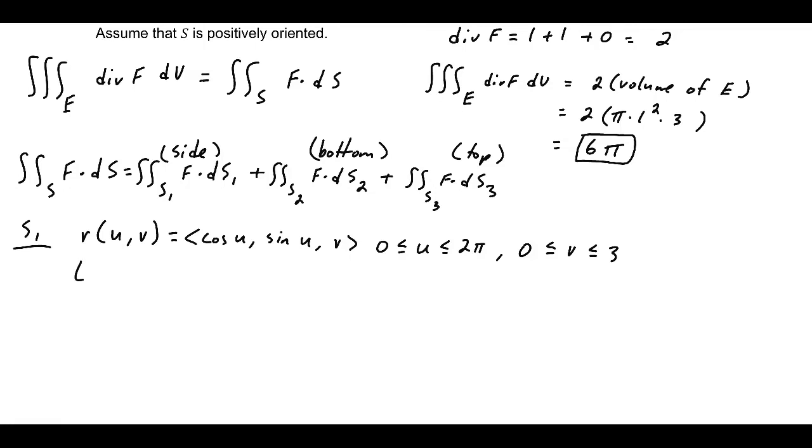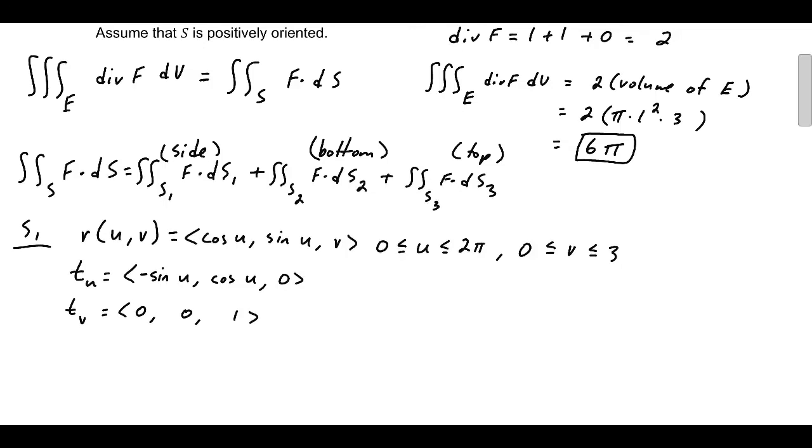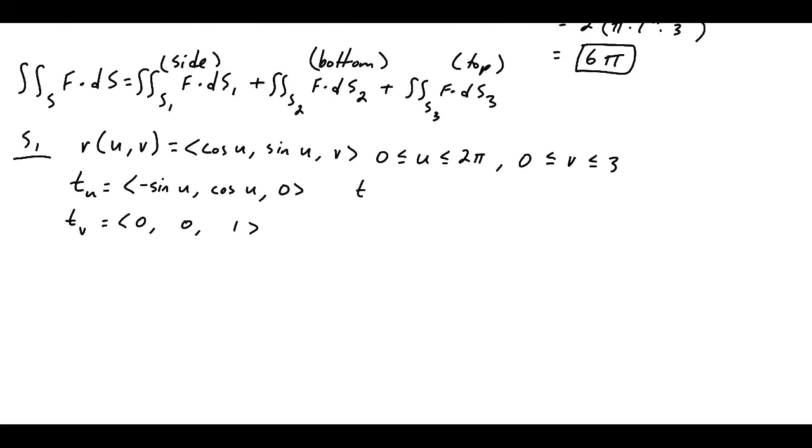Alright, so from here we need to find T sub u, which will be equal to angle bracket negative sine u, comma cosine of u, comma 0, close angle bracket, and T sub v is equal to open angle bracket 0, 0, 1, which means that T sub u crossed with T sub v will be equal to, with some scratch work on your part and on mine, open angle bracket cosine u, comma, sine u, comma 0, end angle bracket.